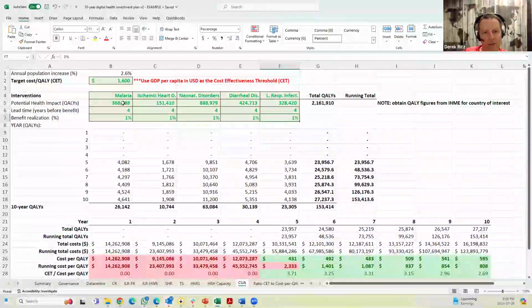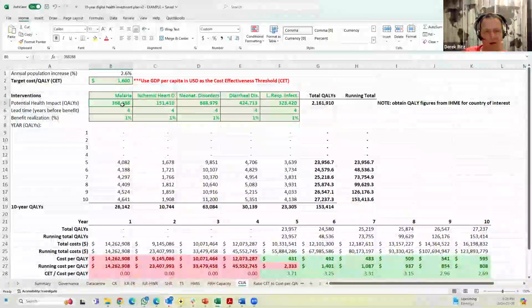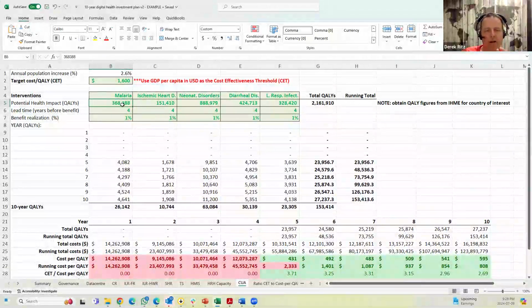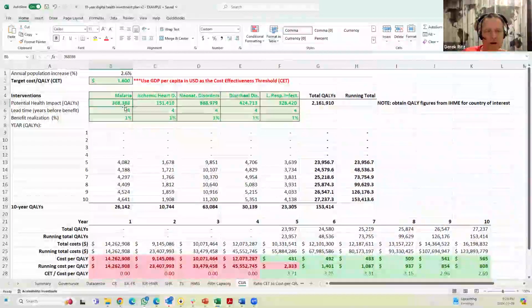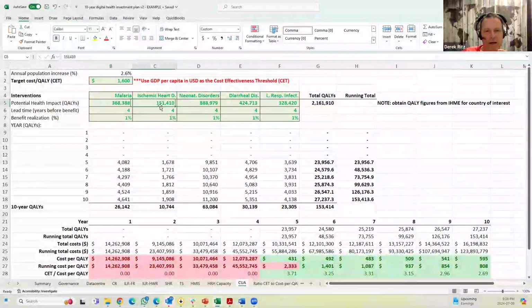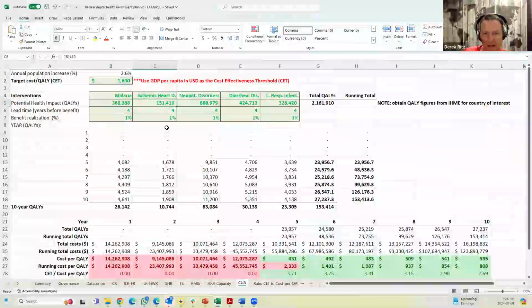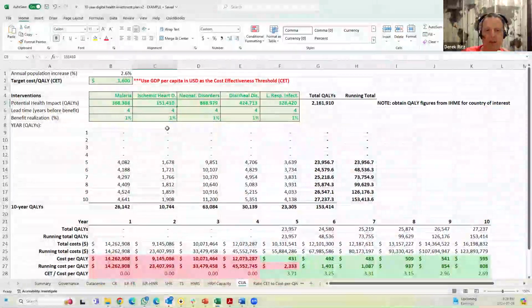These are actual numbers from Senegal. I do know for sure. This is what the DALYs lost per year are due to malaria: 368,000. 151,000 life years lost to ischemic heart disease.